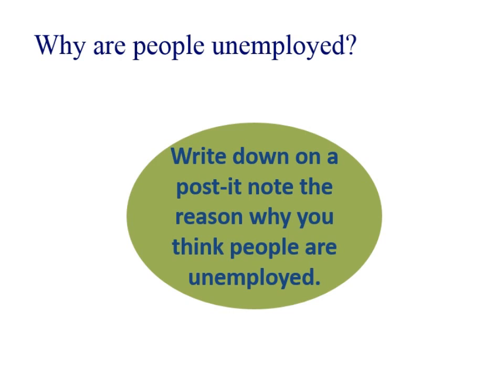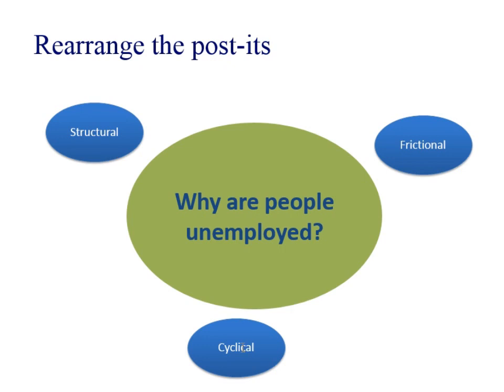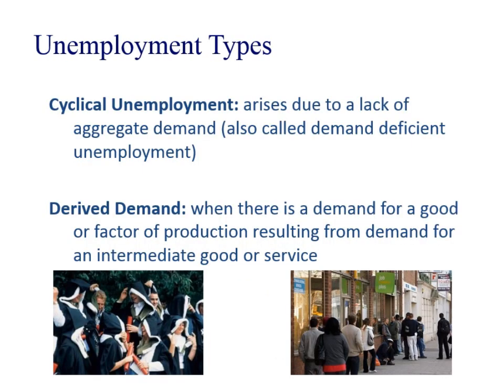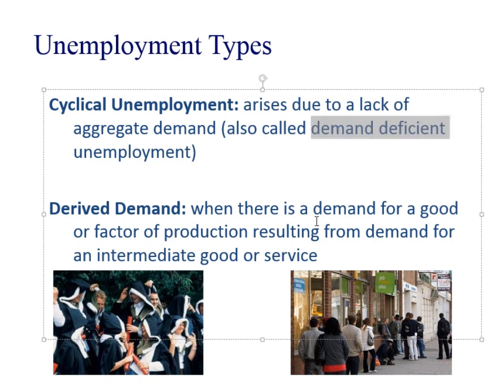Okay, so what are our types of unemployment? Well, if I just give you a quick overview, in OCR economics, there's loads of different types. So in OCR economics, we mainly focus on these 3 different types. And cyclical unemployment is due to a lack of aggregate demand in the economy. So it's sometimes called demand deficient unemployment.